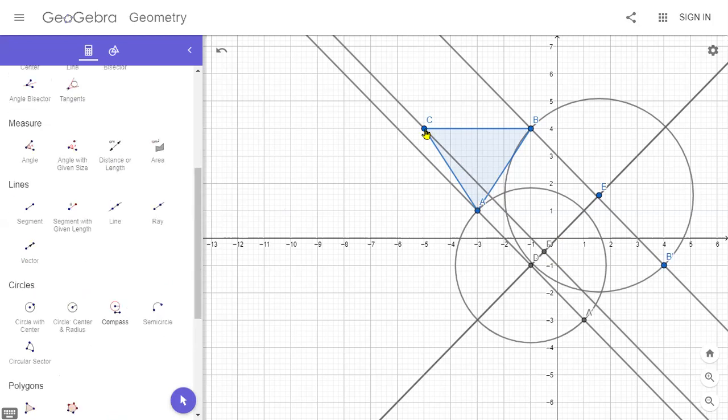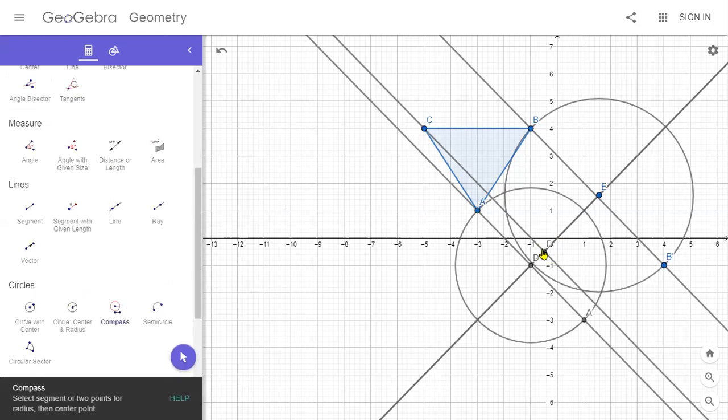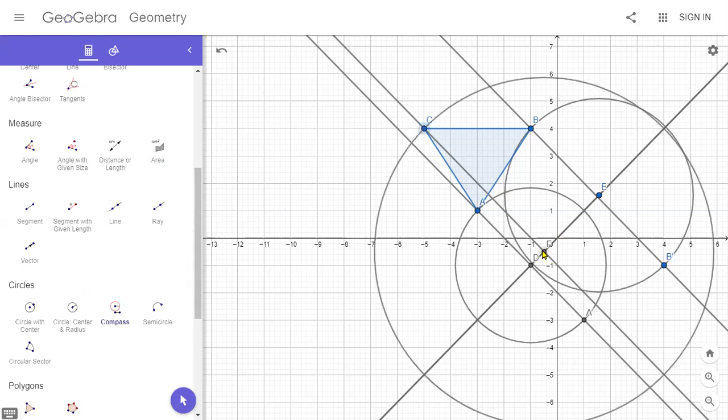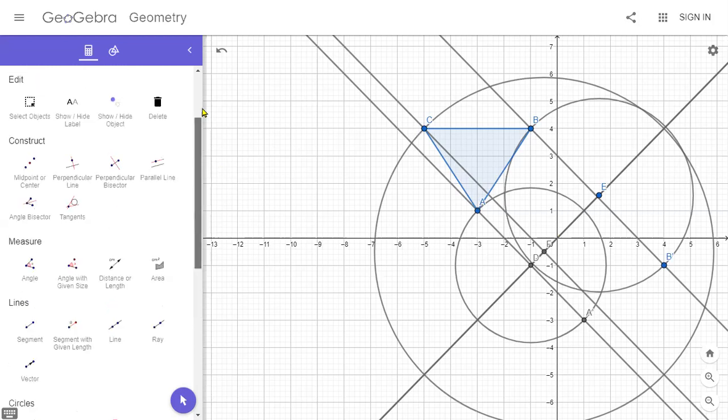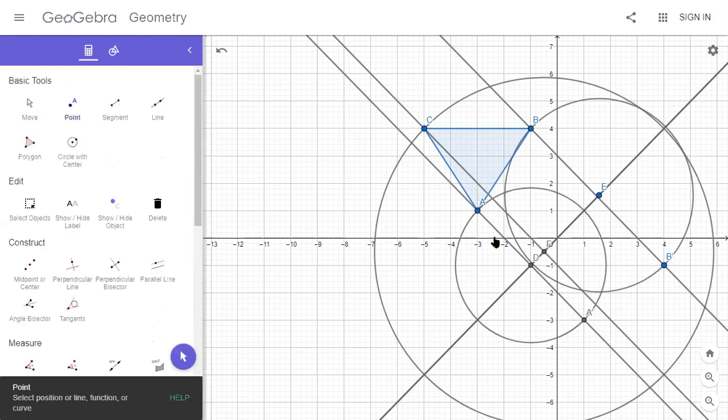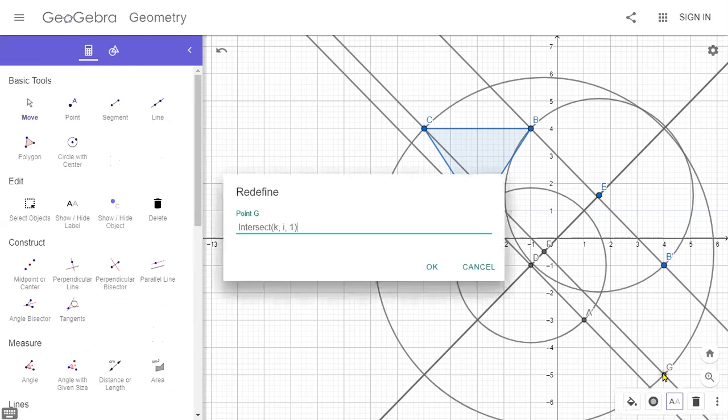Let me take CF as the radius. We have just made the circle, and let me mark the point of the intersection. Here this line intersects at this point, and this point is just C dash. It is the image of this vertex C, so this is just C prime.